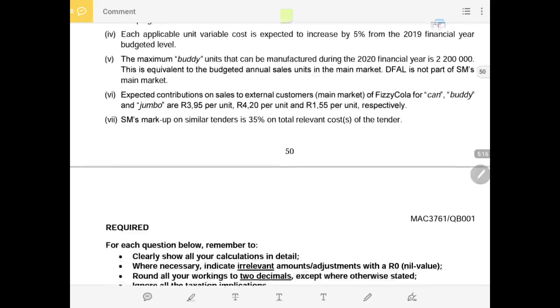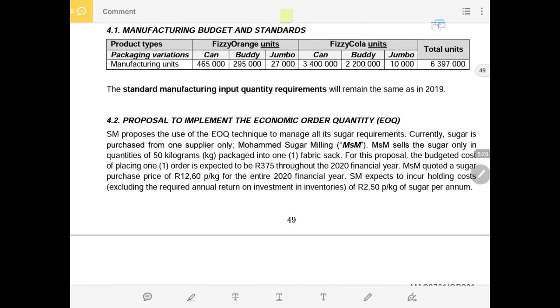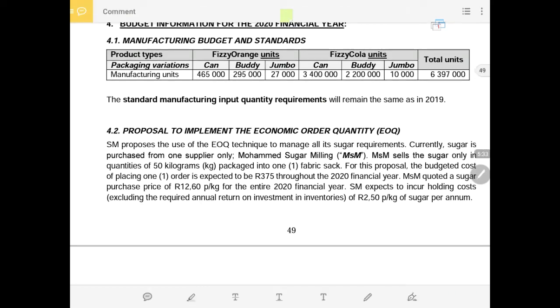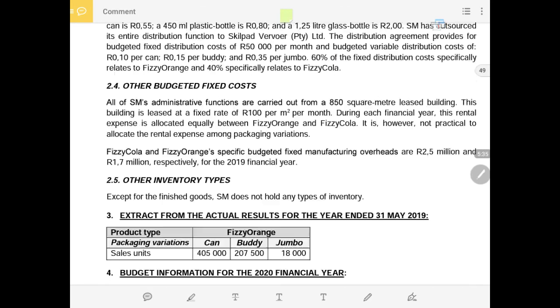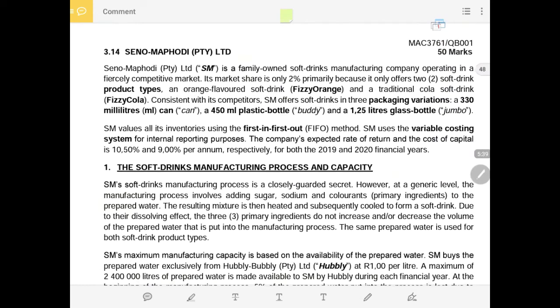That means in our analysis, we need to stop where they talk about the proposal for the implementation of the economic order quantity. And because this is the last question, I will write this information lastly. It will be the last one to read. Then now let us begin with our analysis of this question.